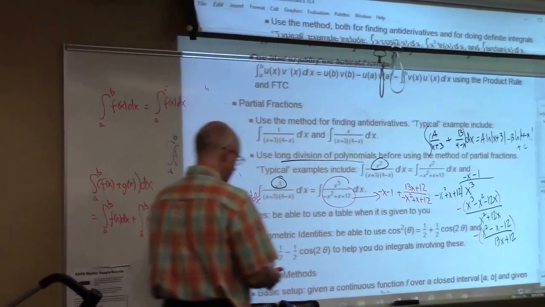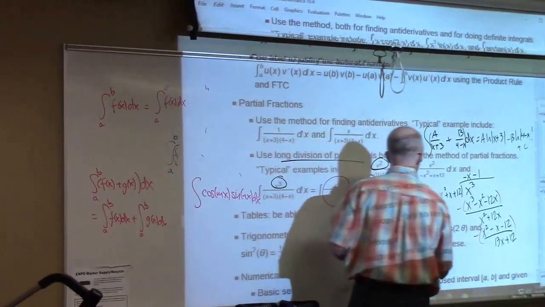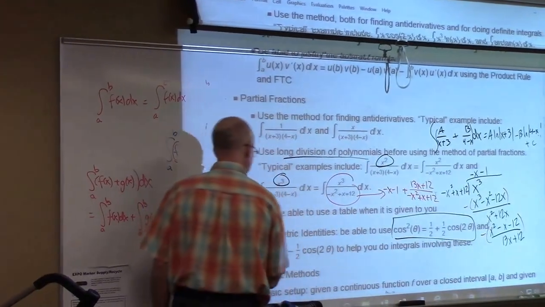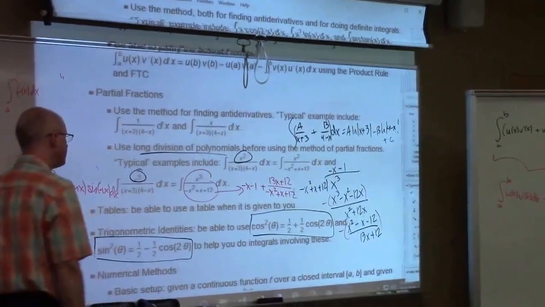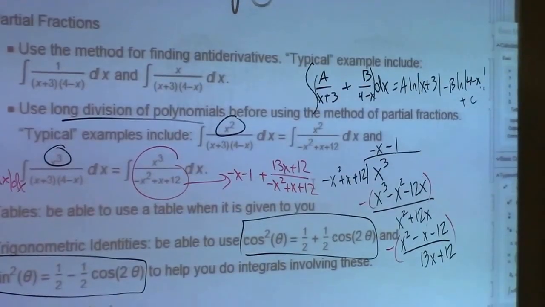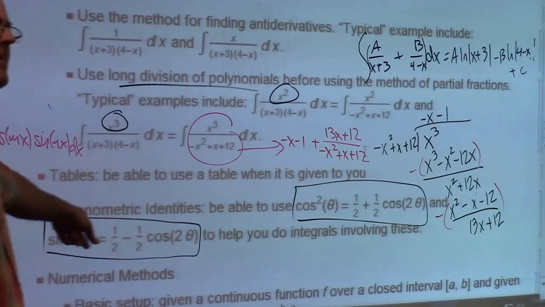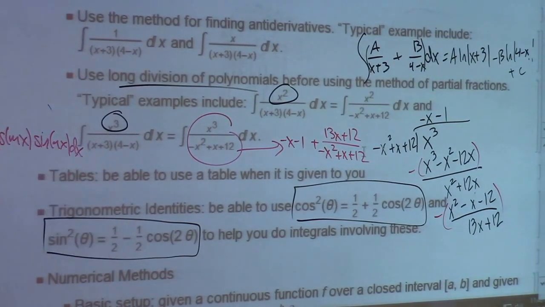Trigonometric identities: these are the two most fundamental ones to use that I haven't talked about yet, that allow you to integrate, for example, cos squared theta and sine squared theta pretty easily. You can also integrate cos squared theta or sine squared theta by doing it by parts, but it's easier using those identities.